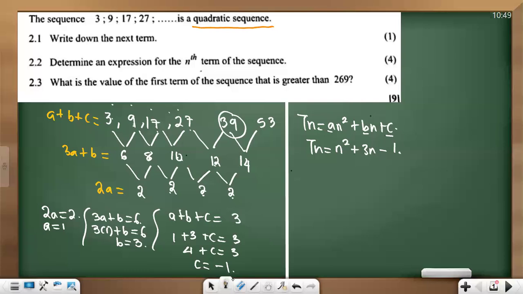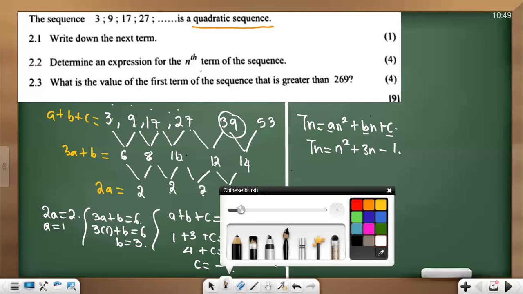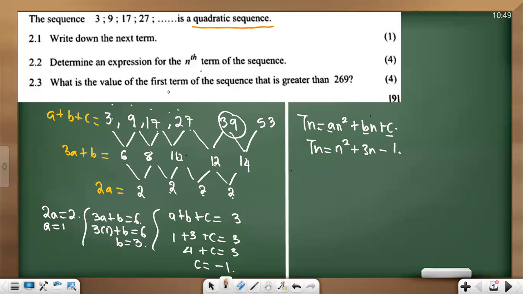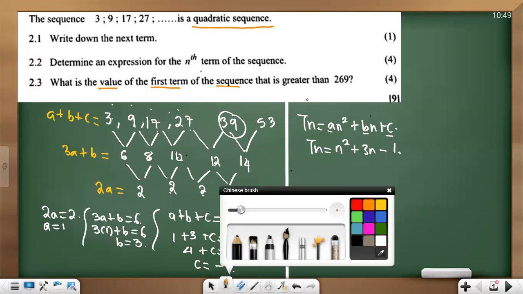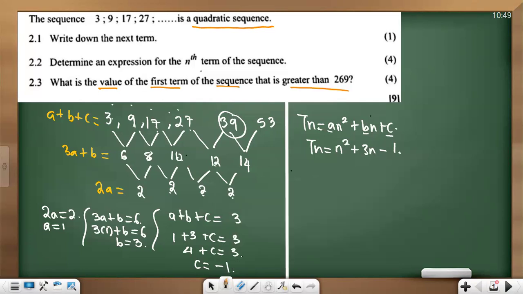Let's run. The second question says, what is the, oh guys, let's learn to interpret. What is the value of the first term of the sequence that, right, I have my keyword. The value of the first term of the sequence that is greater than, all right. So I'm looking for a particular value such that our Tn will be greater than 269. I hope my interpretation makes sense.